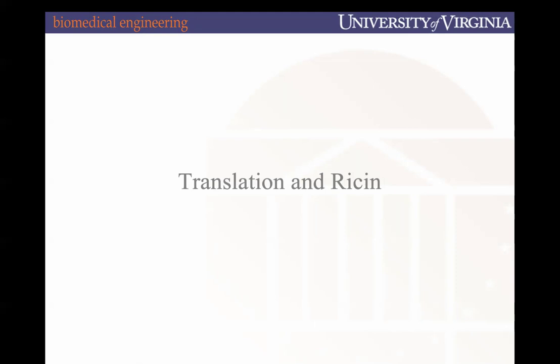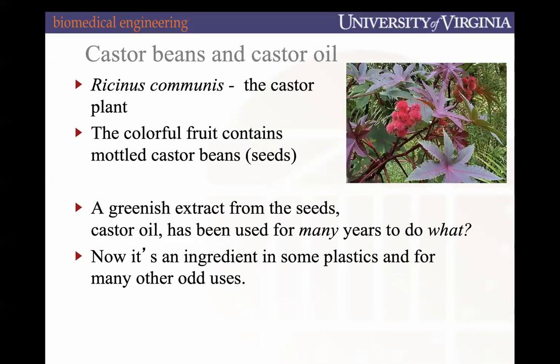And we're going to be talking about it within the context of a molecule called ricin that some of you may or may not have heard or be familiar with. Ricin originates from the castor plant. It's this colorful plant here that you can see depicted on the slide that possesses these castor beans.